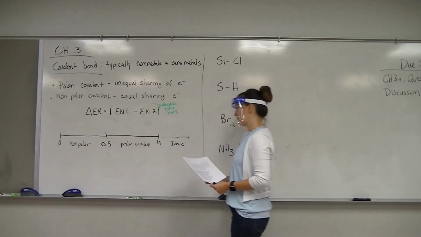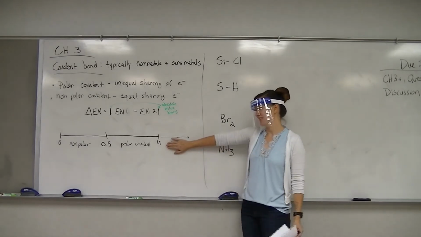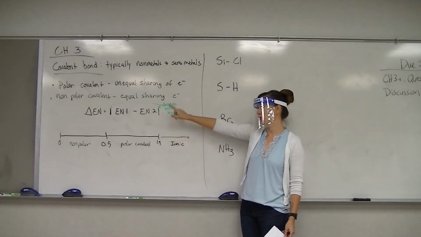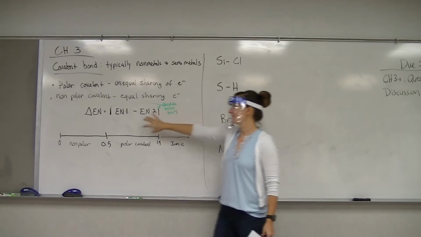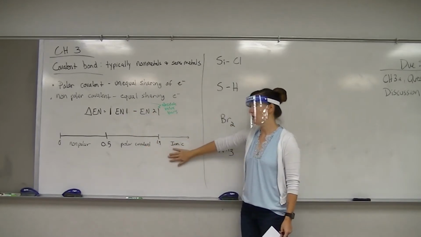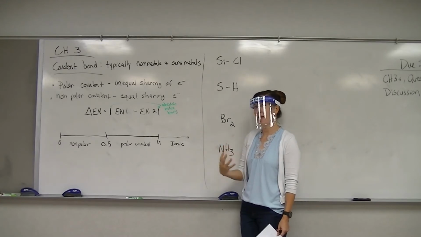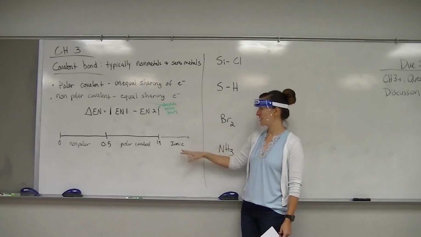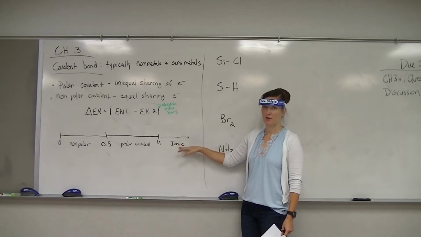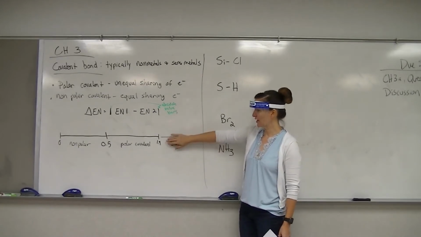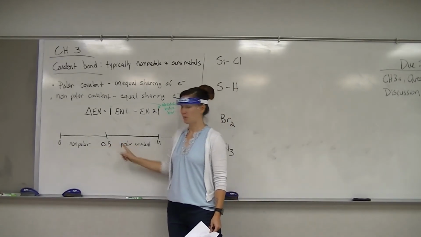If it's higher than 1.9, it's ionic. Now we probably won't see this, and we probably won't even use this method to find ionic compounds. Ionic compounds are usually metals with nonmetals, so we can just look at the atoms present, where they are in the periodic table, and figure out if it's ionic or not. We mainly use this calculation just to distinguish between nonpolar and polar.